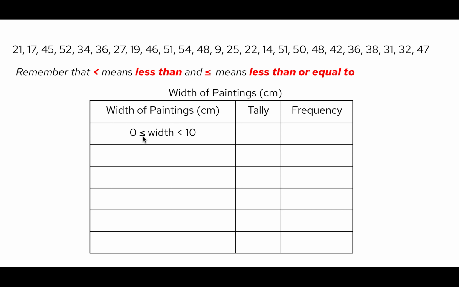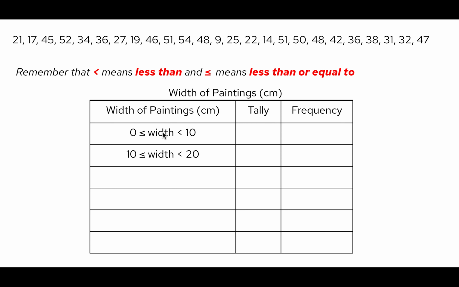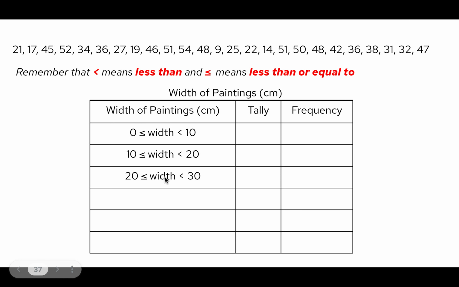So let's say I had the number 10. Would 10 go here? Well, let's see. Is 10 greater than or equal to 0? Yes. Is 10 less than 10? No. So 10 would go into this one because this one says that 10 is less than or equal to 10, and it's equal to 10. Same thing if you have 20, it would go in this one. If you have 30, in this one.